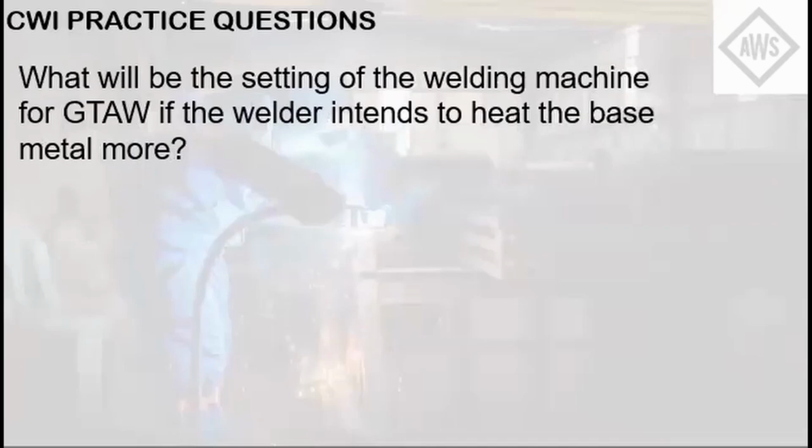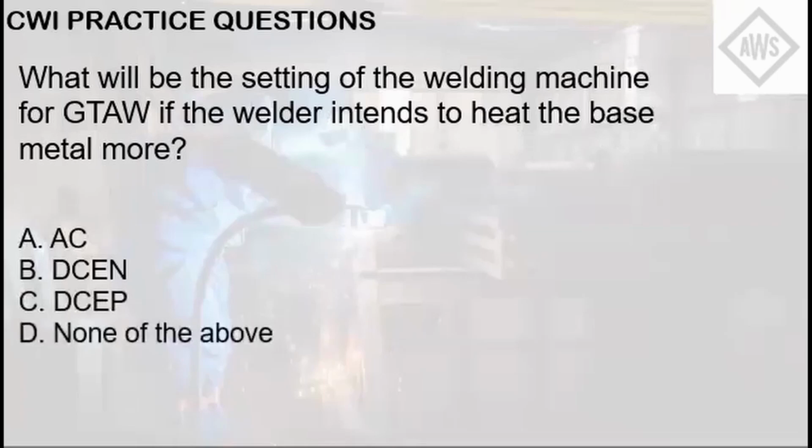Next question. What will be the setting of the welding machine for GTAW if the welder intends to heat the base metal more? Letter A, AC. Letter B, DCEN, or DC electrode negative. Letter C, DCEP, or DC electrode positive. Or D, none of the above.